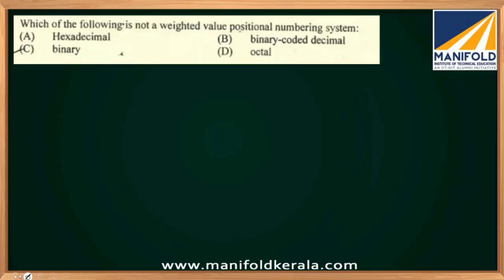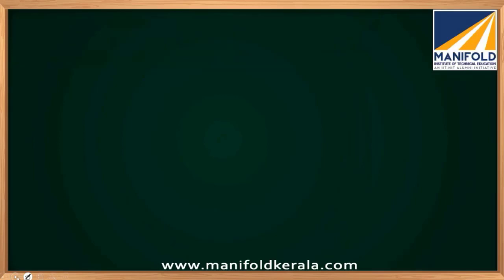Next one: which of the following is not a weighted value positional numbering system? Which one will be the best answer out of these options? It has to be B, binary coded decimal. There can be an argument that in binary coded decimal the symbols are actually position weighted, but on the whole, it is not a position weighted system. All the others are position weighted systems.